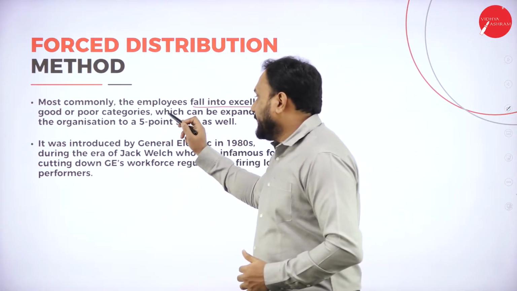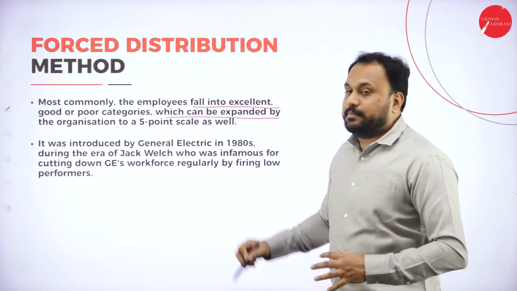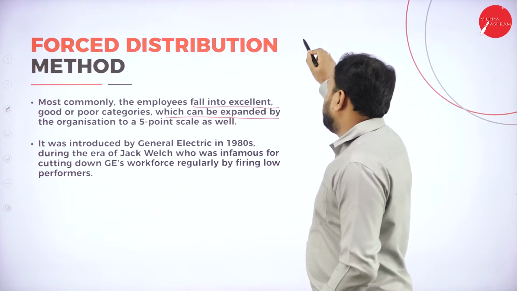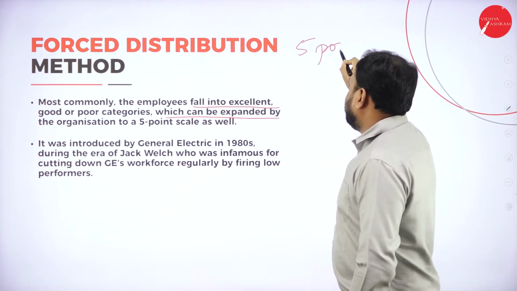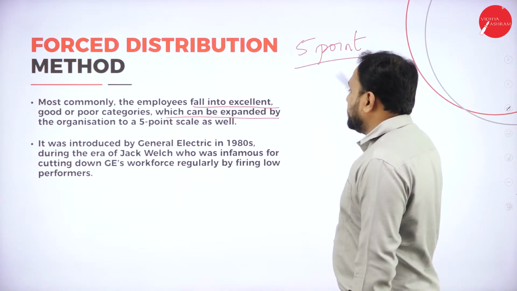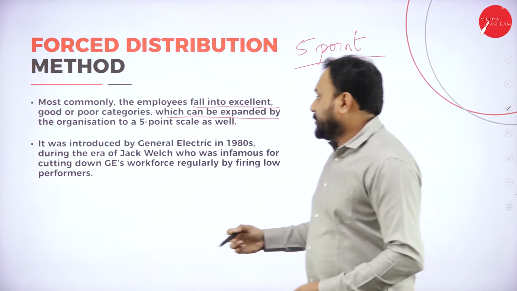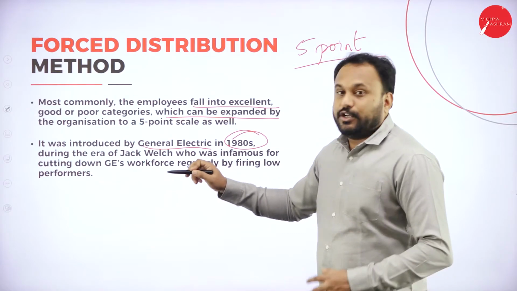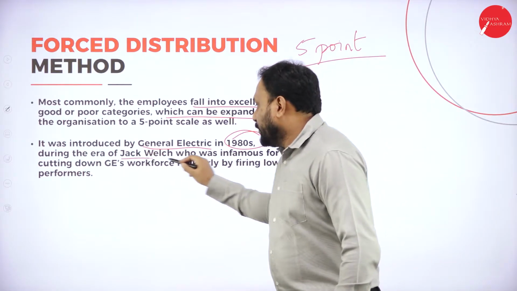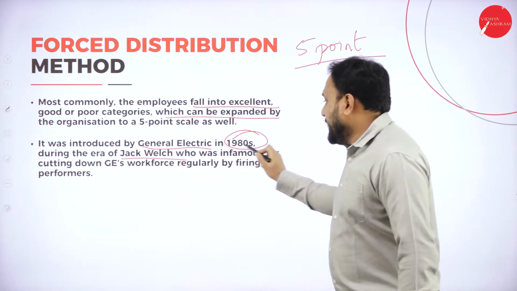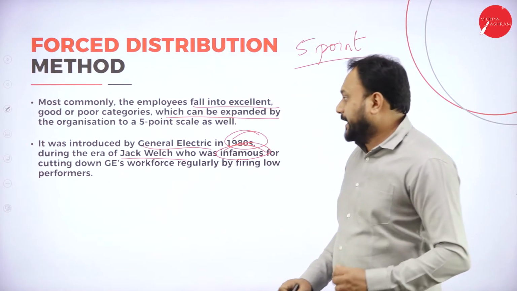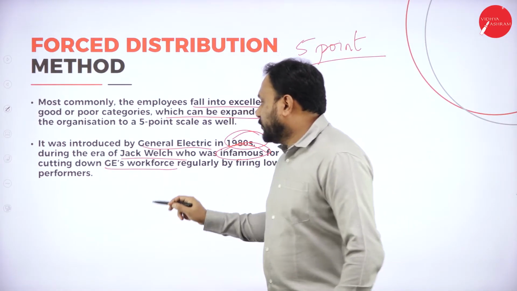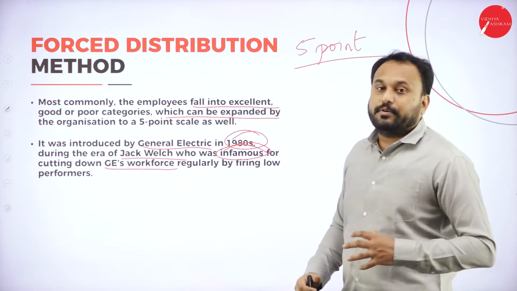Good or poor category, which can be expanded by the organization by giving a 5-point scale. On the scale of 5, how much you will actually give them, that is what it is. It was introduced by General Electric in the 1980s during the era of Jack Welch, who was very infamous for cutting down the GE workforce regularly by firing low performers.